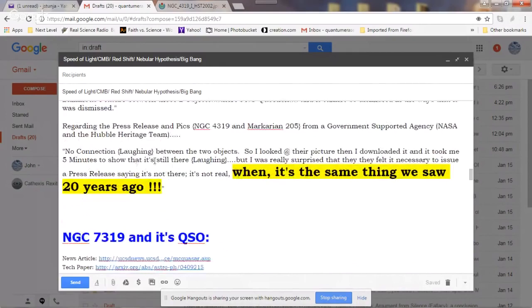So he said no connection. He starts laughing between the two objects. So I looked at their picture, then I downloaded it, and it took me 5 minutes to show that it's still there. And he's continuing to laugh. But I was really surprised that they felt it necessary to issue a press release saying it's not real, when it's the same thing we saw 20 years ago.